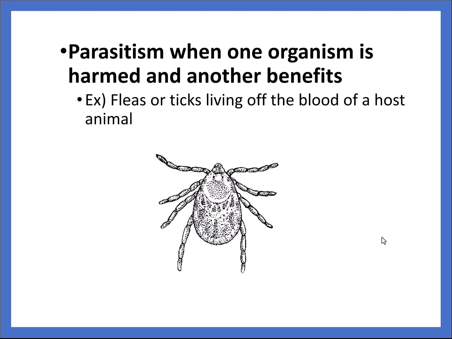In parasitism, one organism is harmed and the other benefits. So fleas and ticks are an example of this. They are living off the blood of a host animal. And so that animal, that host animal, is getting less blood. Therefore, its health is being affected, but it is providing a resource to the parasite. So the parasite is benefiting and the host animal is being harmed by that. Same thing with tapeworms. Let's say inside a human, the tapeworm is growing and stealing nutrition from the host organism.